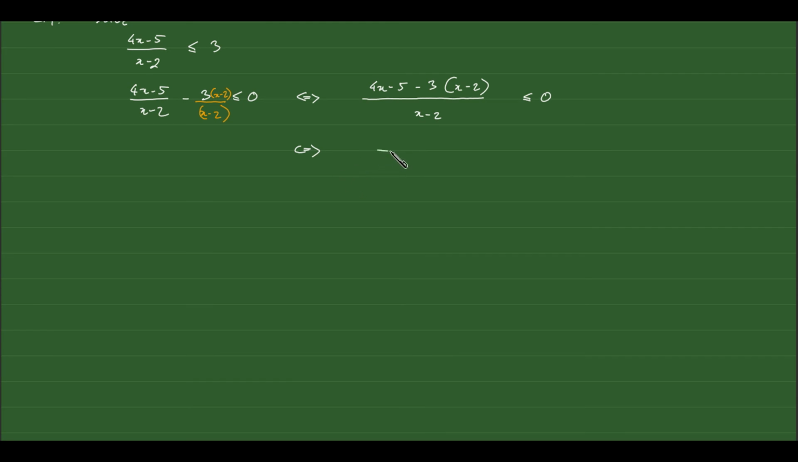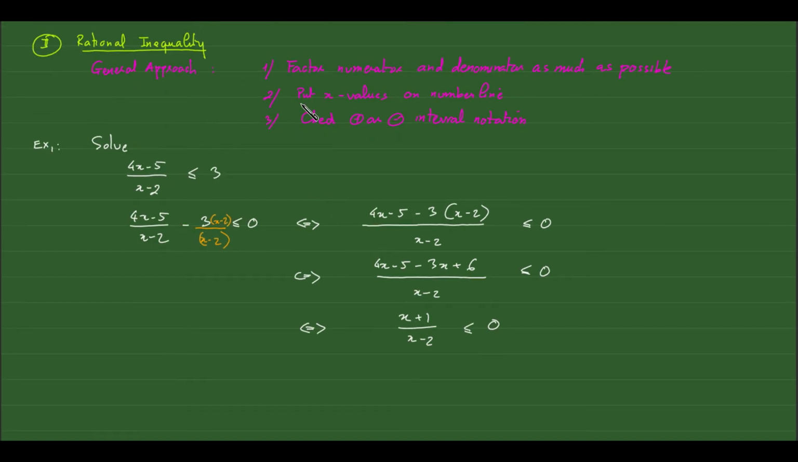Then I go ahead and combine like terms. 4x minus 5 minus 3x plus 6, 0. That gives you x plus 1 over x minus 2. Now let's check the numerator and denominator. You see that there's no way we can factor them, so it looks like in the first step, we don't have to do anything.